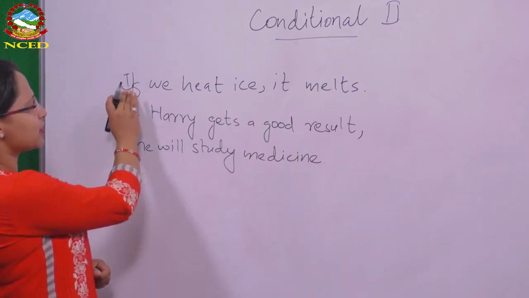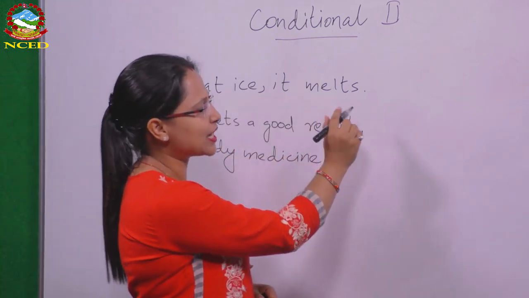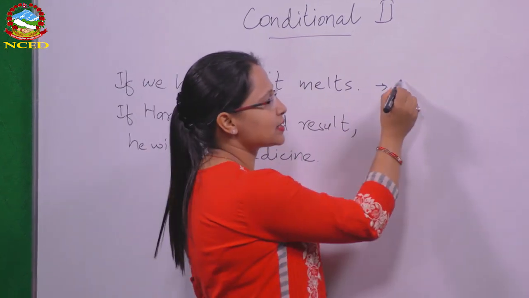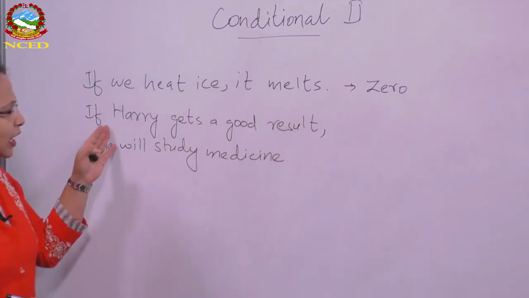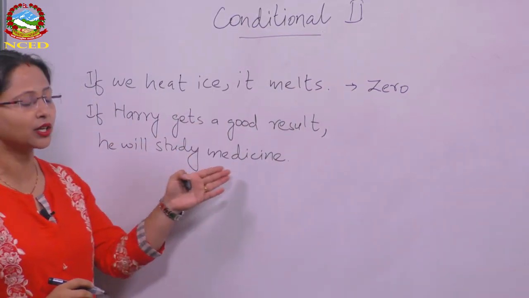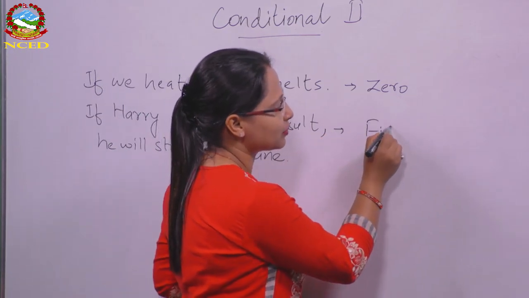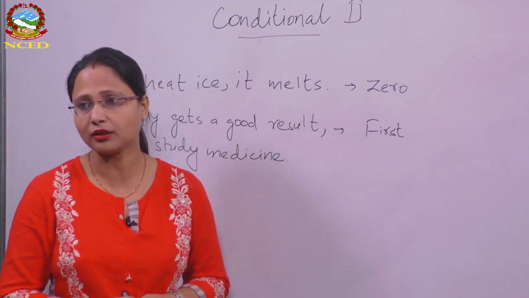What do you remember about these two? If we heat ice, it melts. What type of conditional did we call it last time? Do you remember? Yes, zero. And the second one, if Harry gets a good result, he will study medicine. This is type 1, right? First type.